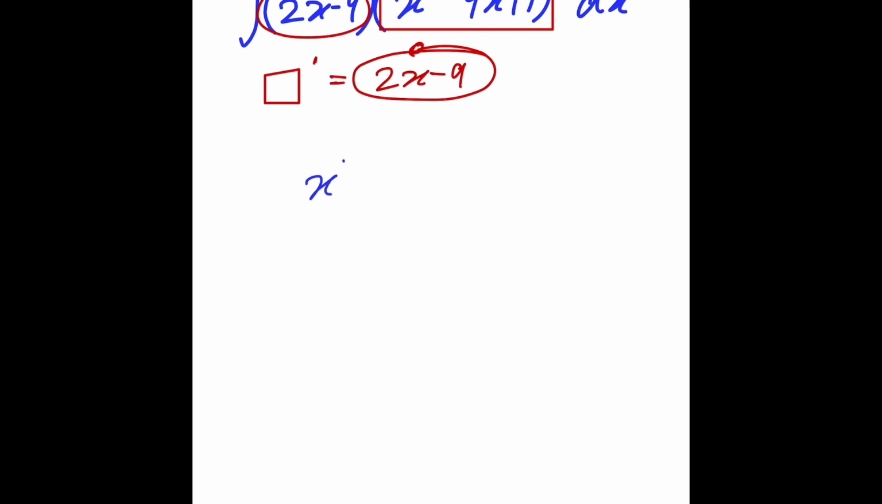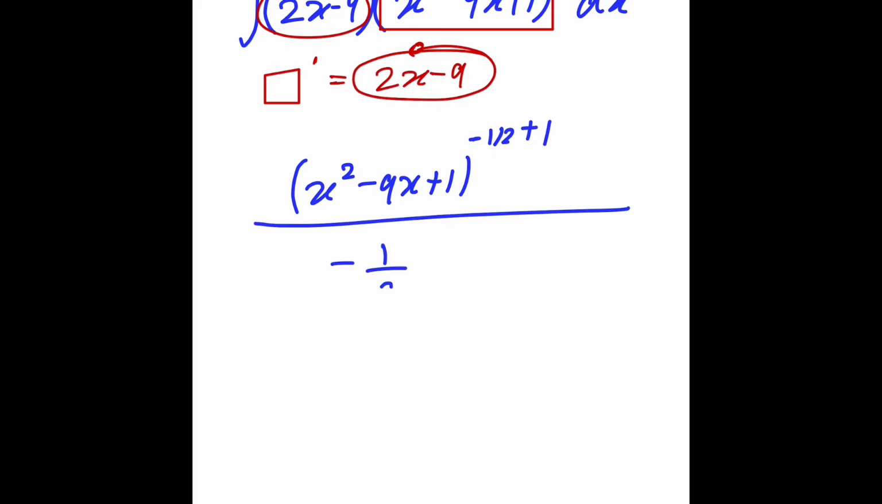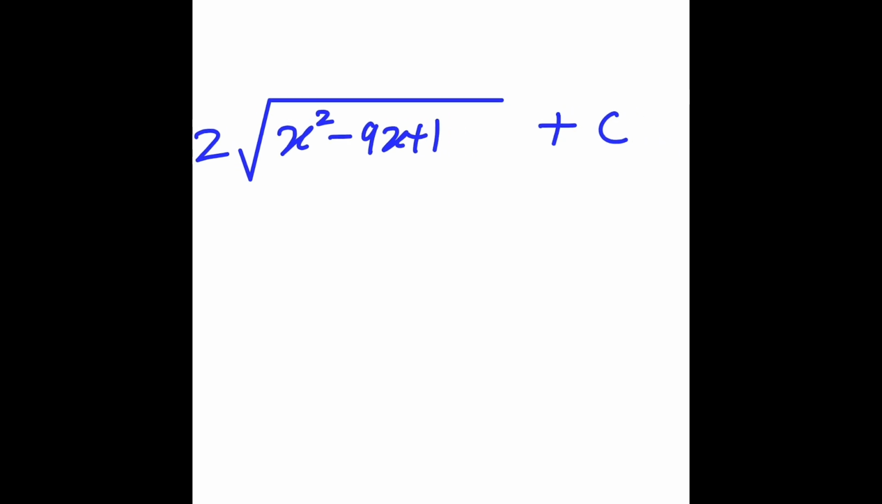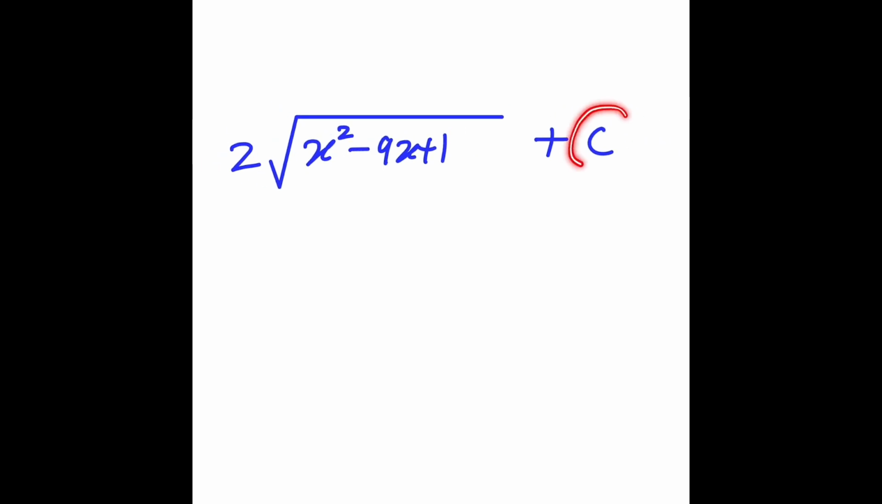This means x squared minus 9x plus 1 to the power of negative 1 by 2 plus 1, all divided by negative 1 by 2 plus 1. This is the final answer we'll be getting, but don't forget to add plus c, because if we forget adding this plus c in the final answer, this will be a grave mistake.